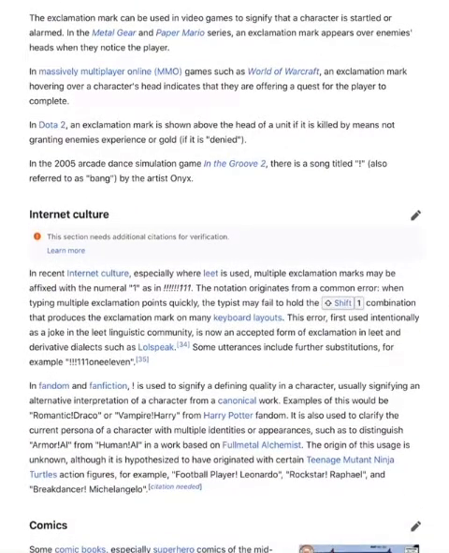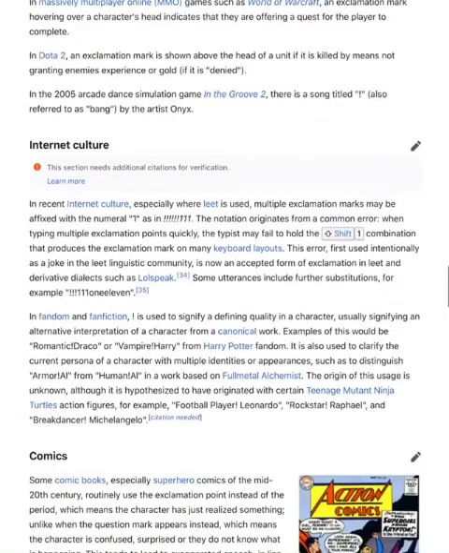Video games. The exclamation mark can be used in video games to signify that a character is startled or alarmed. In the Metal Gear and Paper Mario series, an exclamation mark appears over enemies' heads when they notice the player. In massively multiplayer online games such as World of Warcraft, an exclamation mark hovering over a character's head indicates that they are offering a quest for the player to complete. In Dota 2, an exclamation mark is shown above the head of a unit if it is killed by means not granting enemies experience or gold, if it is denied.